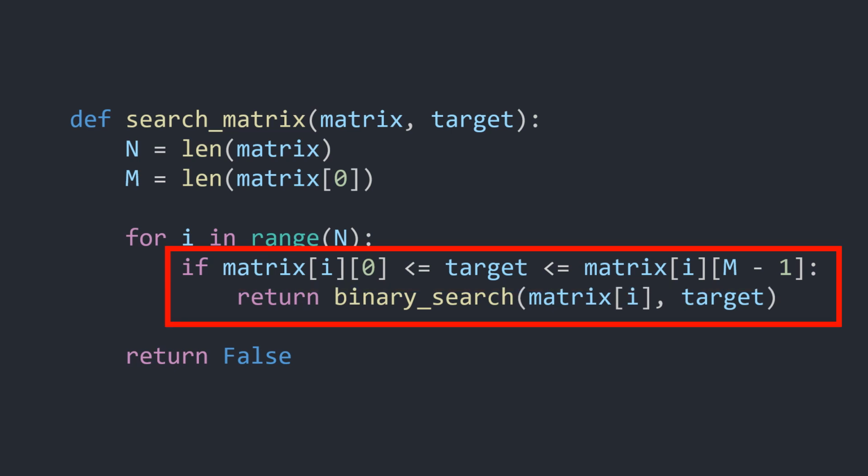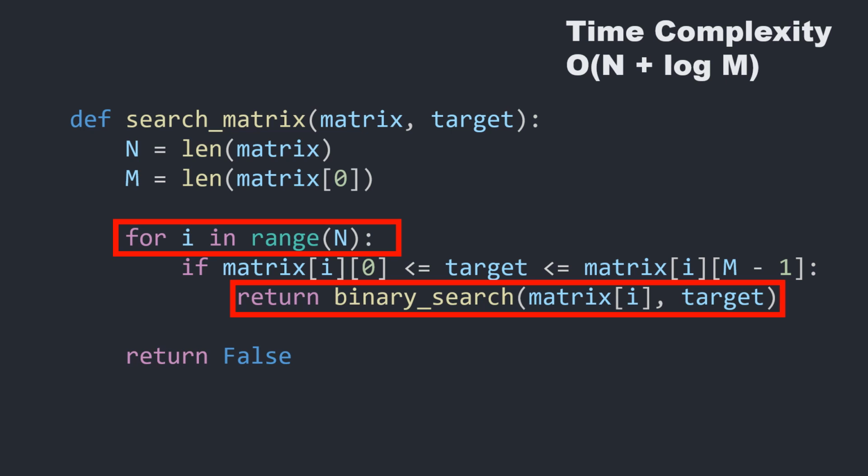If the target element lies in the range of the values stored in the row, we perform a binary search in the row. The time complexity is n plus log m because we go through n rows and we do at most one binary search. Let's discuss the optimal solution to this problem.